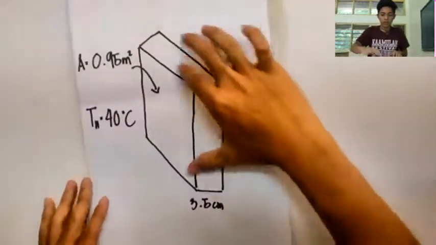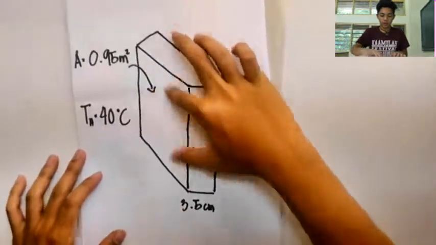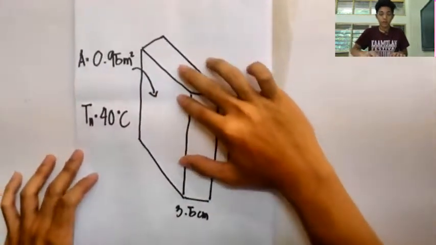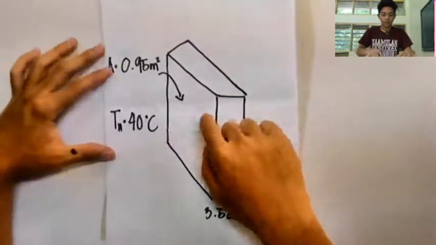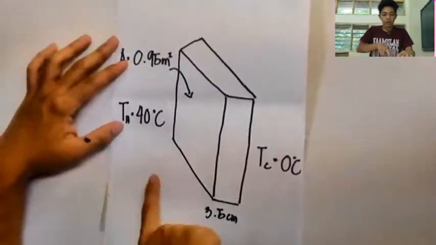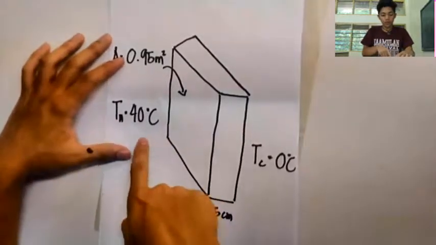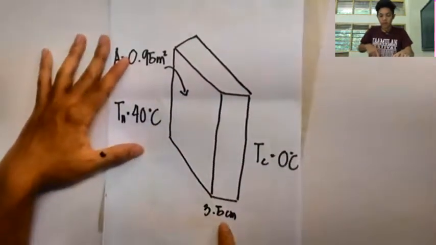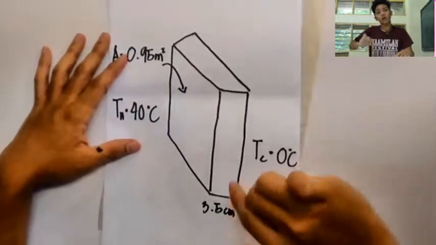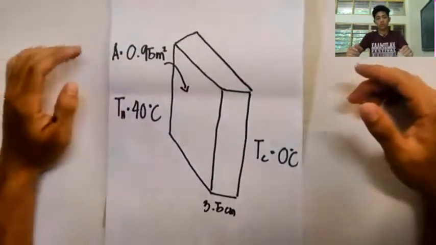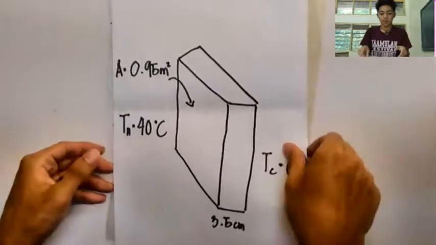So this is the wall of the styrofoam cooler. It has an area of 0.95 meters squared. Then the temperature outside the styrofoam cooler is 40 degrees Celsius. It also has a wall thickness of 3.5 cm. And the temperature inside the styrofoam cooler is 0 degrees Celsius.